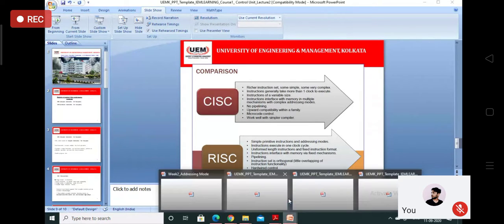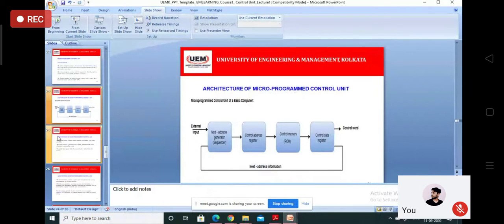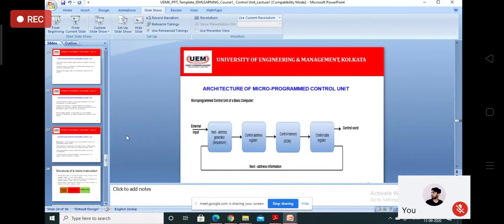And the previous slide, the first one that I was explaining, I have already told you the 2 architecture, advantage and disadvantage, and the next part that I will be explaining.